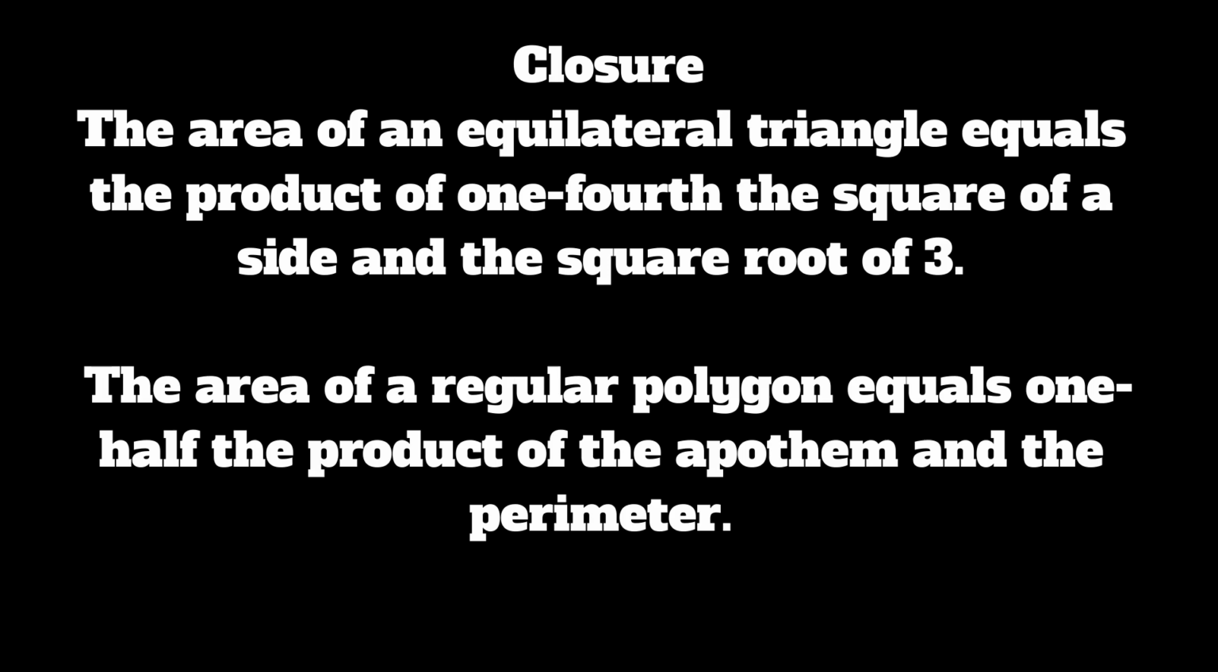In this lesson we learned the area of an equilateral triangle equals the product of 1/4 the square of a side and the square root of 3. And the area of a regular polygon equals half the product of the apothem and the perimeter.